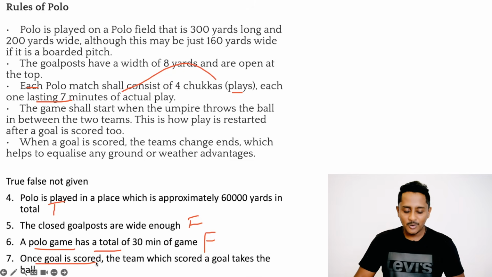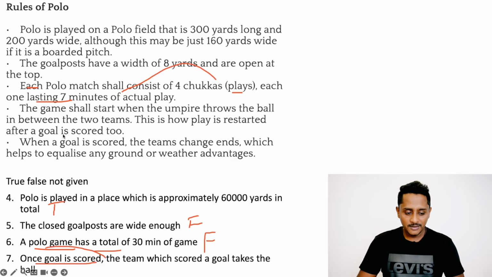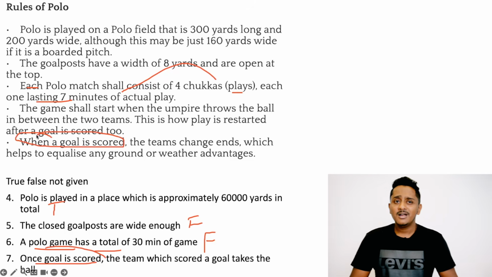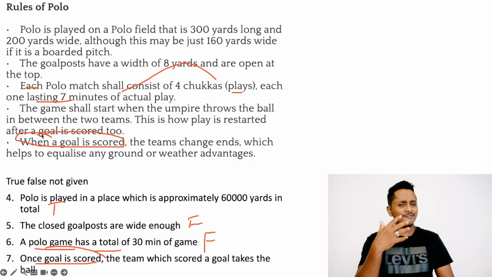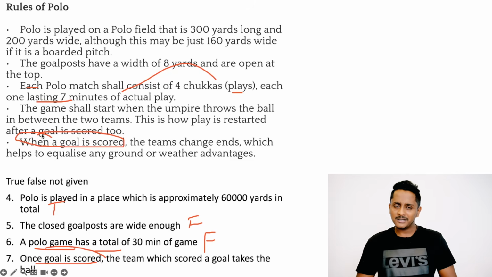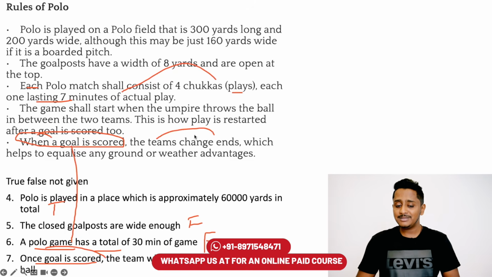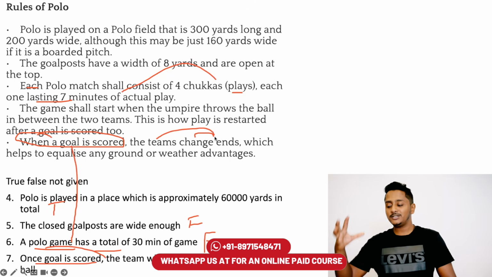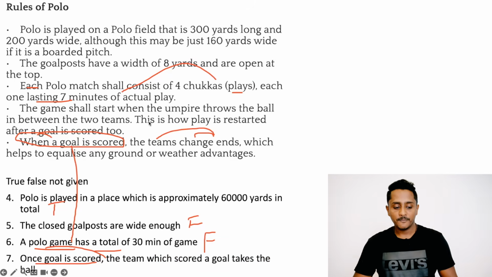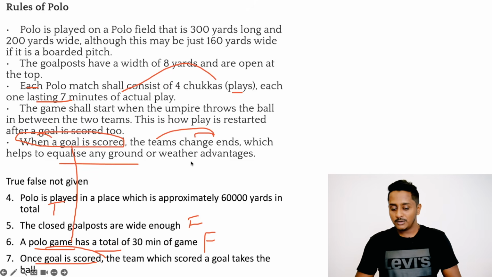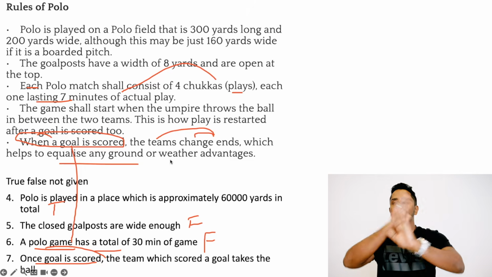Once a goal is scored, 90% of the people write this wrong. Once a goal is scored, now, it is given. You cannot simply write not given unless you have very strong information not matching, correct? What happens once a goal is scored? Teams change ends. Let us say you are here, this team is here, they change the ends once the goal is scored, which helps to equalize any ground or weather advantages.